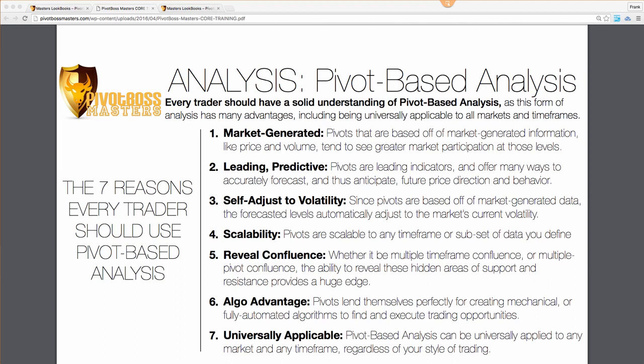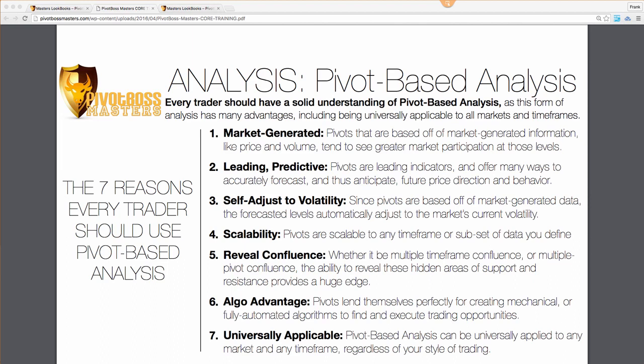That means when these levels are based off of real market information and not some sort of derivative information, then you're actually going to see more participation by those buyers and sellers at those levels. So really it becomes kind of like a self-fulfilling prophecy.